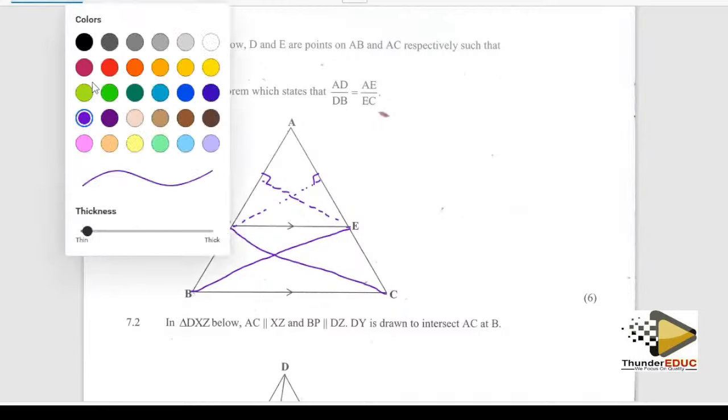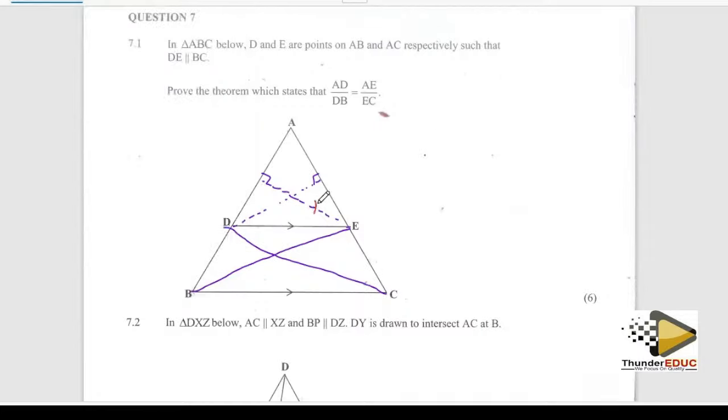Now, after doing that, we can label this to be a K and then this to be H. The height H and then the height K. Then what I can do is that I can find the ratio of the area of ADE over the area of DEB.